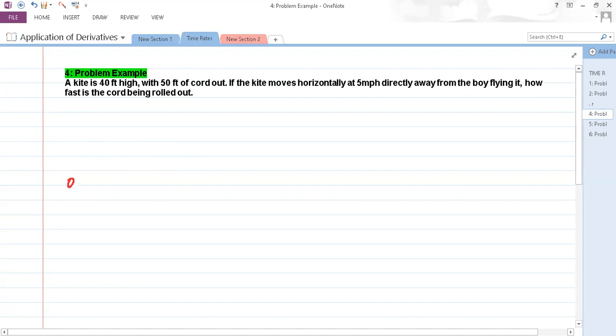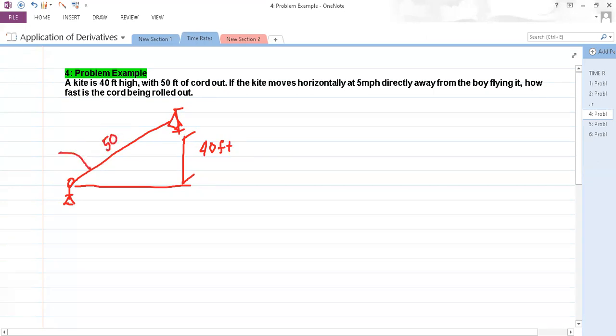So if we have here a boy flying a kite. We have here the kite. See, that is the kite. A kite is 40 feet high. So the kite now is 40 feet high with 50 feet of cord. So at 40 feet of that kite, this is the cord of the kite, which is 50 feet. Okay, so yan yung cord.